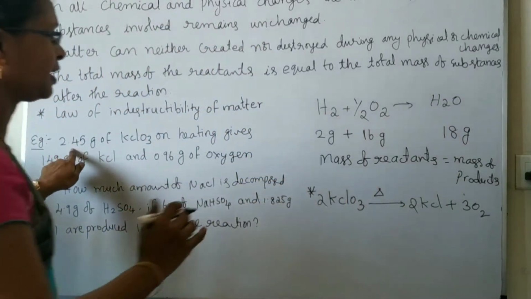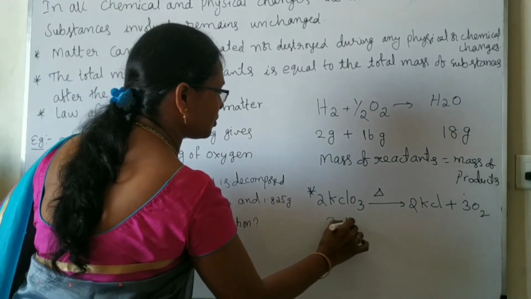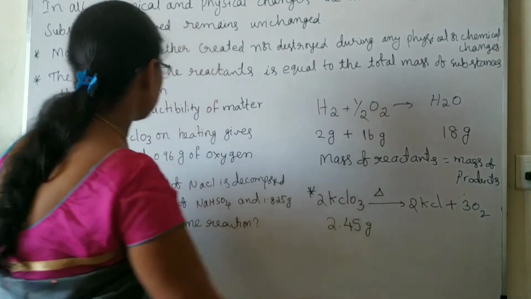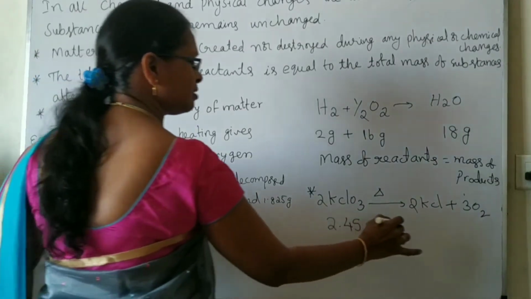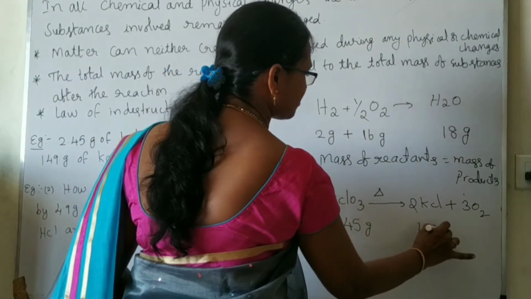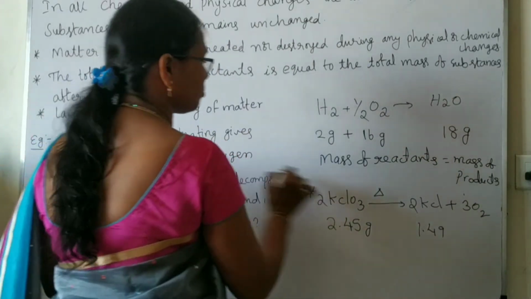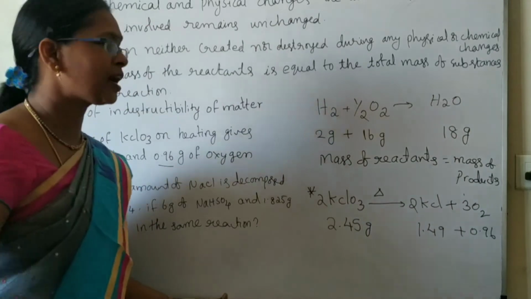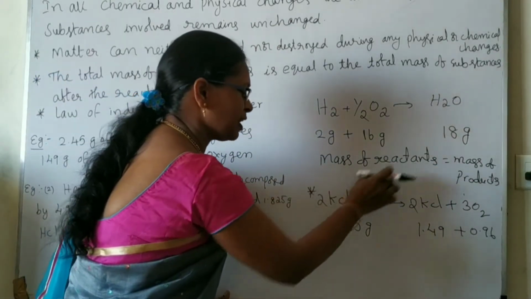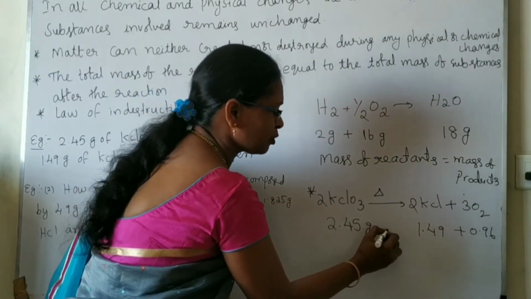So here what did they give? 2.45 grams of potassium chlorate. Okay, it is dissociating into 1.49 grams of KCl plus 0.96 grams of oxygen. Okay, so according to this, take the mass of reactants. How much here? 2.45 grams.